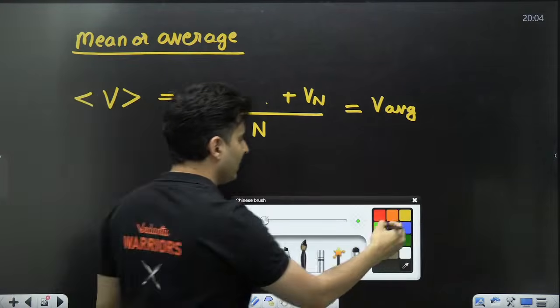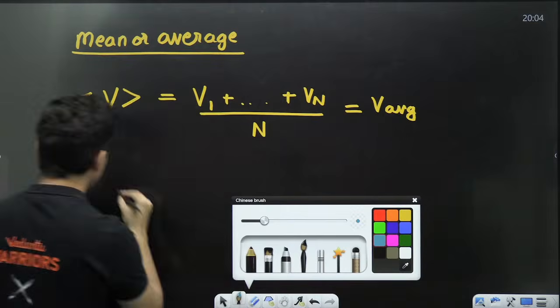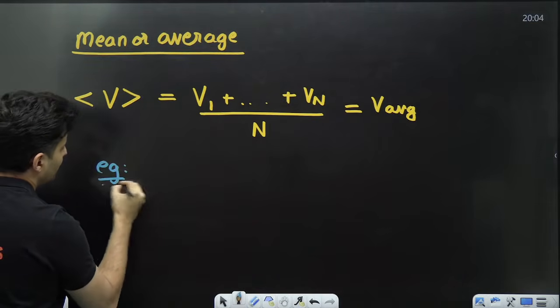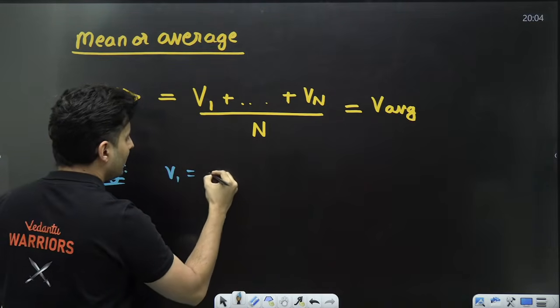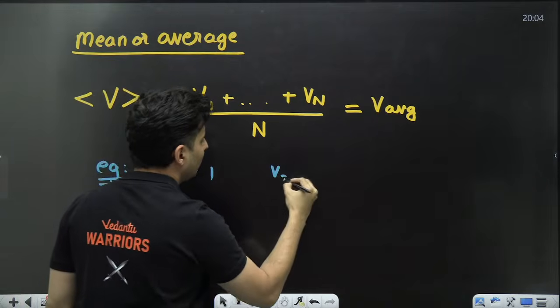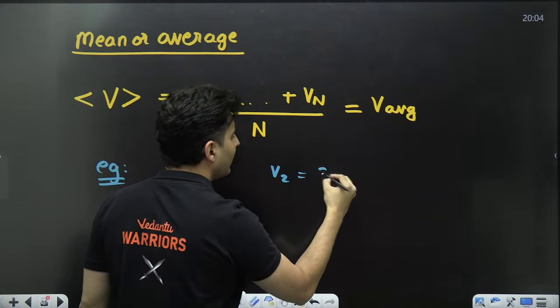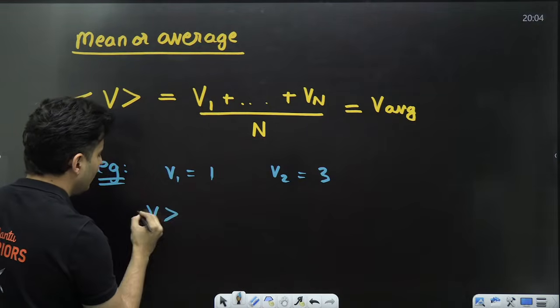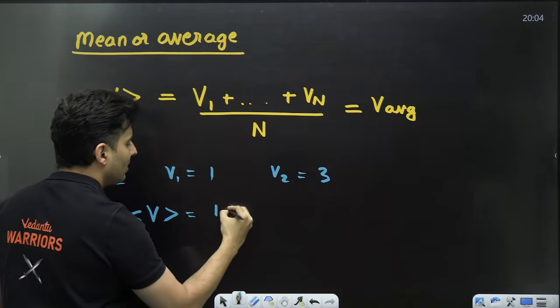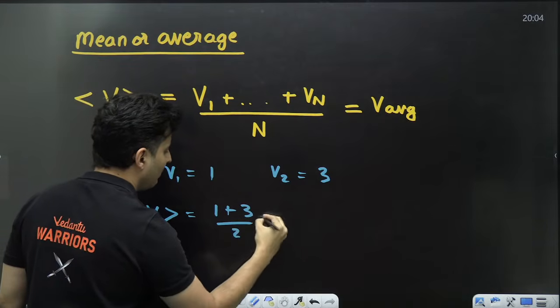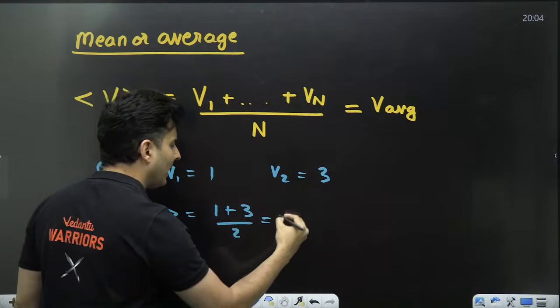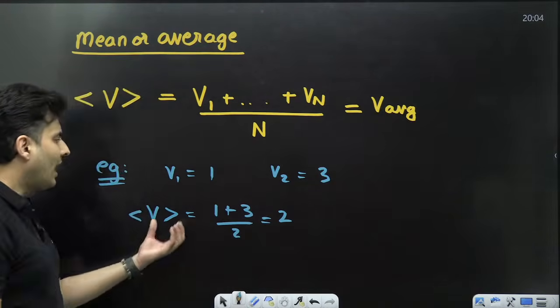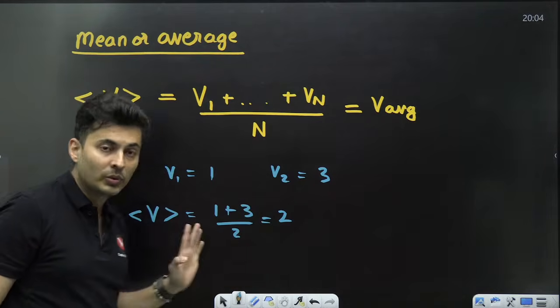So say for example, my dear students, my value 1 is, let's say, 1 and value number 2 is, let's say, 3. If I ask you what is the average value, you will say it is this plus this divided by 2. 1 plus 3 is 4, 4 by 2 is basically 2. So the average value comes out as 2.